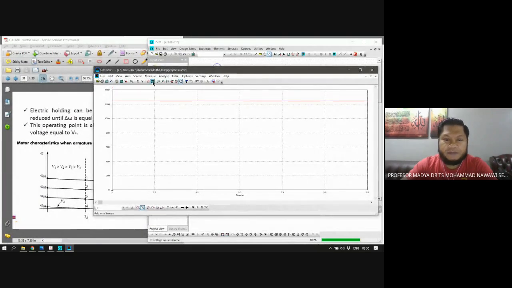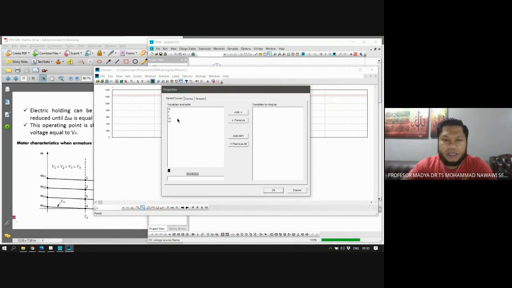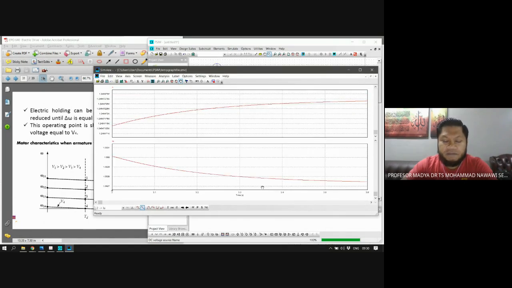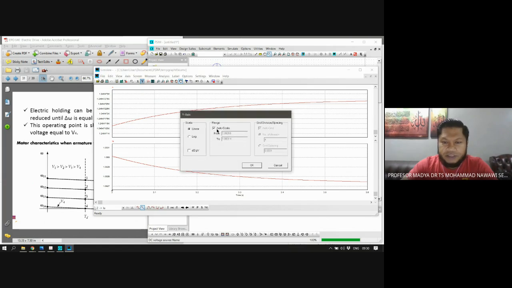What about the current? If you look at the armature current, and the value here, it's very close, isn't it? It's very close, 1.09. This is a very small variation. So I actually can change the y-axis here and change it from 0 until 1.1, for example.